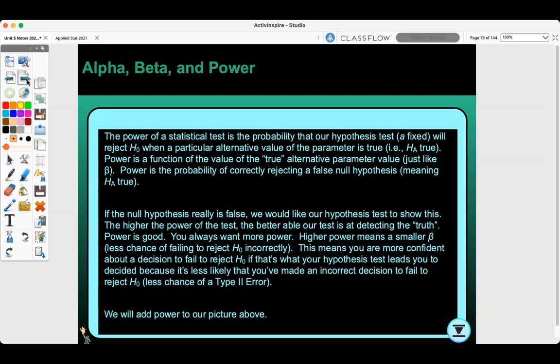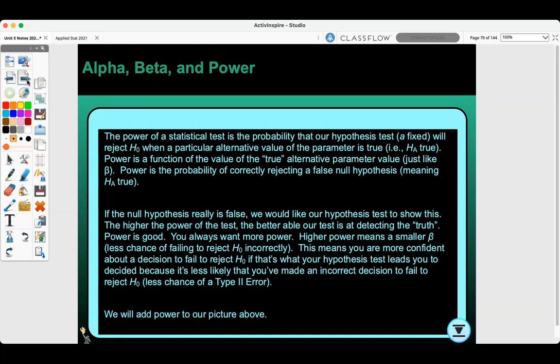If the null hypothesis really is false, we would like our hypothesis test to show this. The higher the power of the test, the better able our test is at detecting the truth. Power is good. You always want more power. Higher power means smaller beta, less chance of failing to reject the null hypothesis incorrectly. This means you are more confident about a decision to fail to reject the null hypothesis if that's what your hypothesis test leads you to decide, because it is less likely that you've made an incorrect decision to fail to reject the null hypothesis. Less chance of a type 2 error.